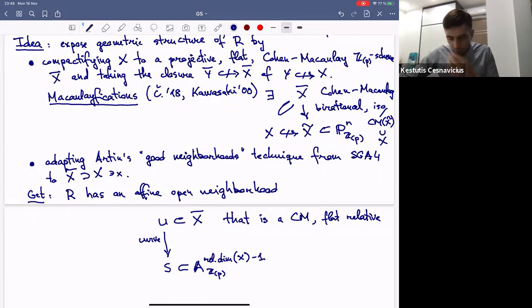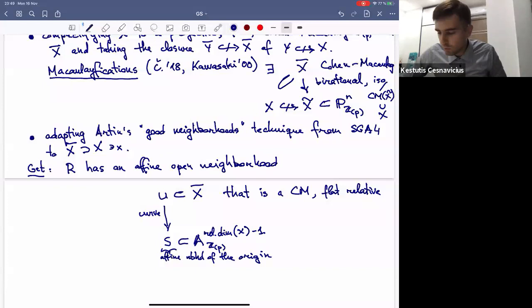So relative dimension minus one. So this S is an affine neighborhood of the origin of this relative affine space. Okay, I mean, X is not zero dimensional. We can assume that because otherwise our R is just a DVR, the case known by Česnavičius. So I'm implicitly assuming that when I'm writing things like this, and that's an interesting case.